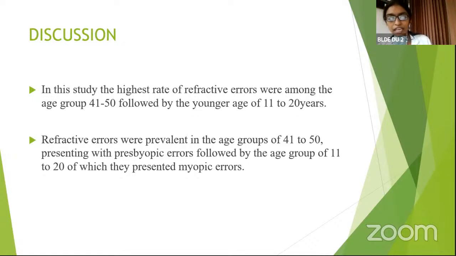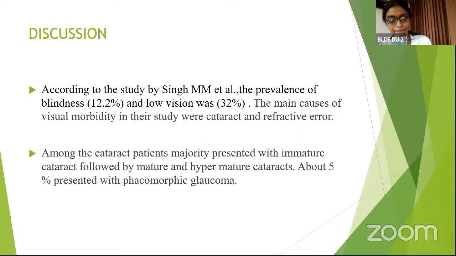Refractive errors were prevalent in that age group because they presented with presbyopic errors, and the younger group presented with myopic errors. According to the study by Singh M., the prevalence of blindness was 12.2% and low vision was 32%. The main causes of visual morbidity in that study were also cataract and refractive errors, as in ours. Among the cataract patients, the majority presented with immature, followed by mature and hypermature cataract. About 5% of the patients presented with phacomorphic glaucoma.